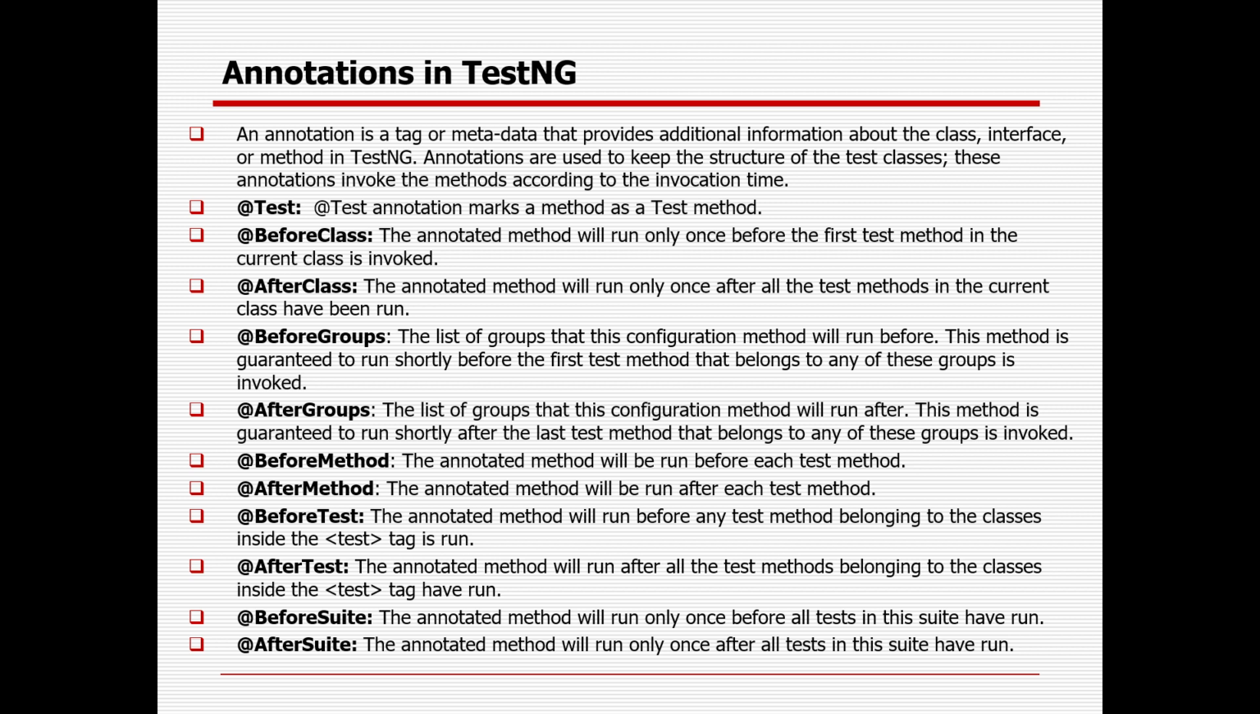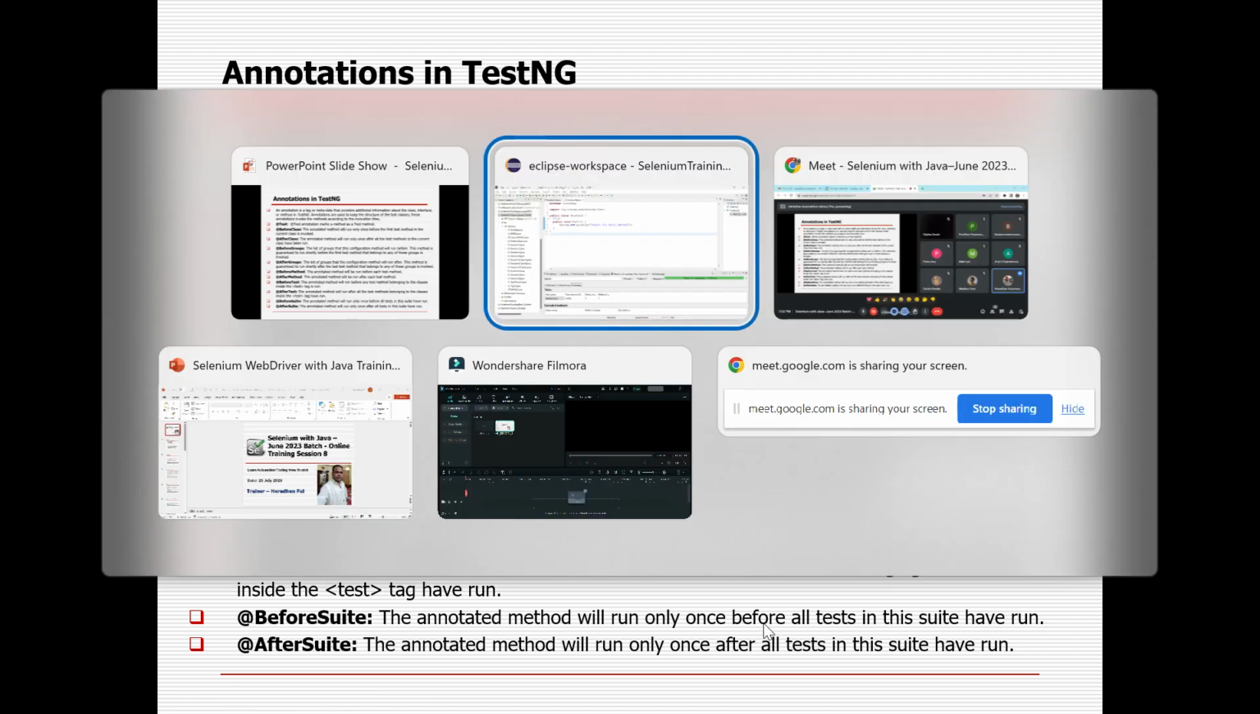So annotations can be class level, suite level, test level, or method level also. Before class: this annotated method will run only once before every class. Similarly after class. Like before method and after method will be executed before and after every method. Before test and after test will be executed for every test. Similarly before suite and after suite will be executed only one time, since you will be having only one suite. So these are the different annotations we can use. Let's try to implement those annotations.